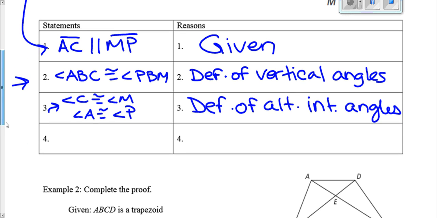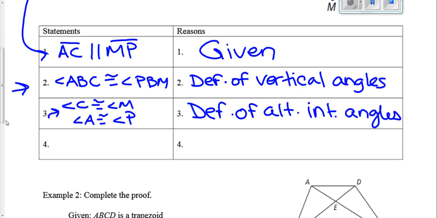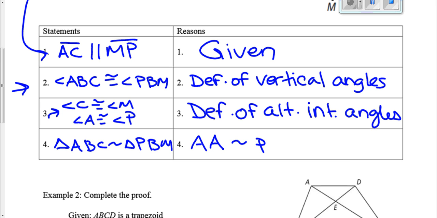All right, my last step, I have my angles in there. So make sure that you have enough information. And I can say that triangle ABC is similar to triangle PBM. Why? Our angle-angle similarity postulate.